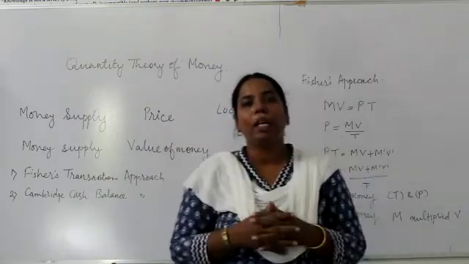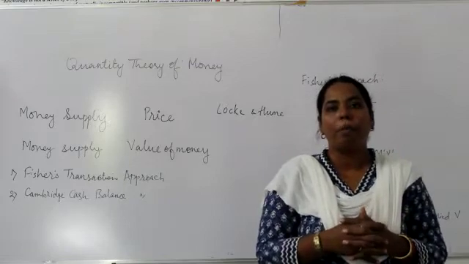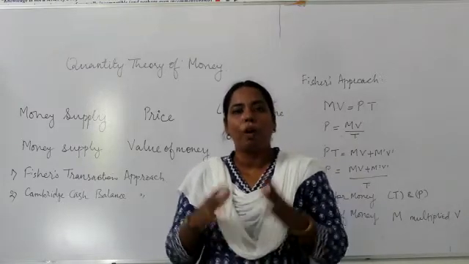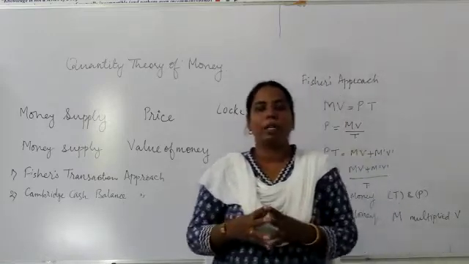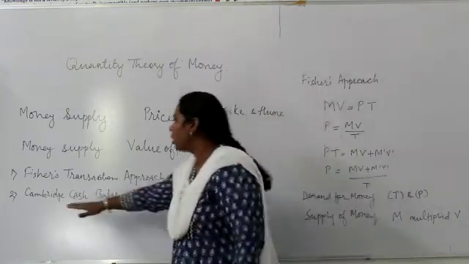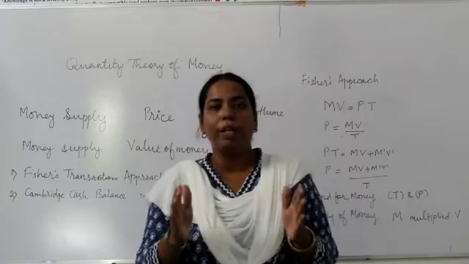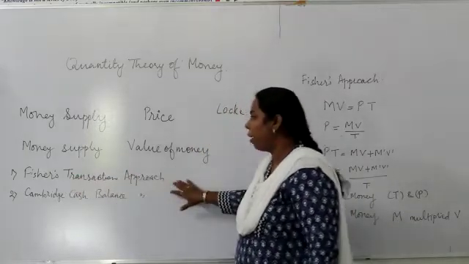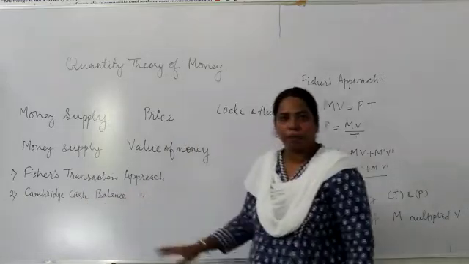When Fisher gave the quantity theory of money, simultaneously another group of economists also gave a theory, whereby the contributions of Keynes, Robertson, Marshall, Samuelson are prominent. Their theory is known as the average cash balance approach. So when we talk about the quantity theory of money, there are two approaches. One is Fisher's transaction approach, and the second one is the average cash balance approach.